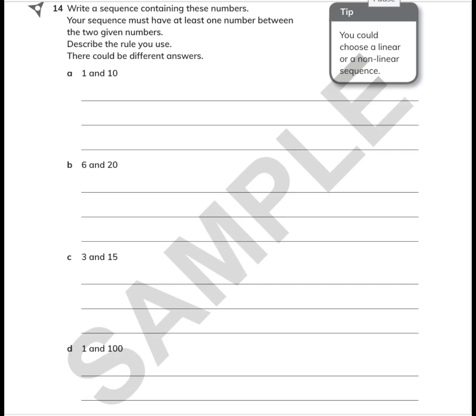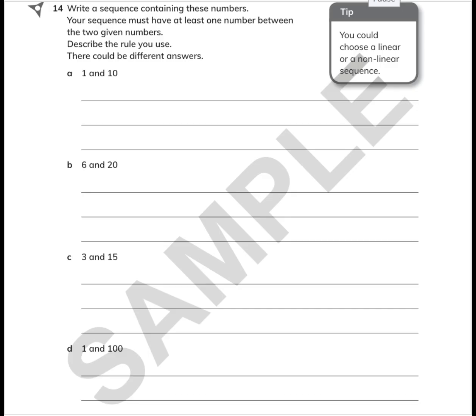The sequence must have these two numbers and must have a number, meaning only one number or at least one number, between these two numbers. Like if you take the example of the A part, it is 1 and 10, so we have to make a sequence in which we will use 1, we will use 10, and we will also use a number that comes between 1 and 10, right? So let's start. After that we also have to describe the rule that we use, like what term to term rule we are using in the sequence.